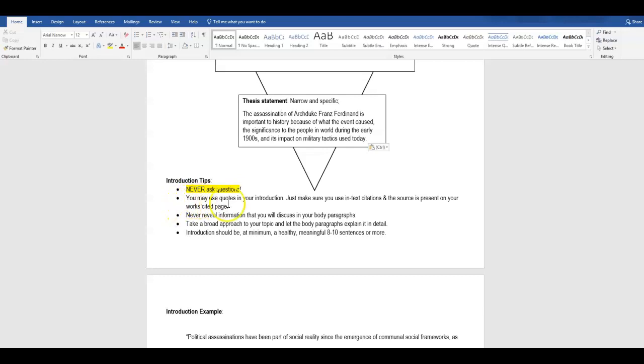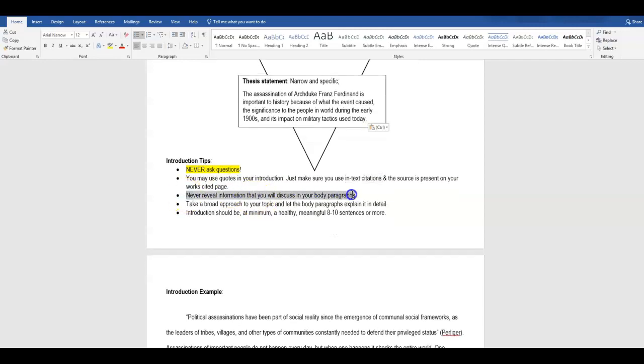You may use quotes in your introductions. Just make sure to use in-text citations and the source is presented on your works cited page. Also, again, never reveal information that you will discuss in your body paragraphs. In this sense, it's easier to me to write the body paragraphs first and then the introduction last, so then I know I'm not putting in any information that I'm explaining in the essay itself. Again, take a broad approach to your topic and let the body paragraphs explain it in detail.